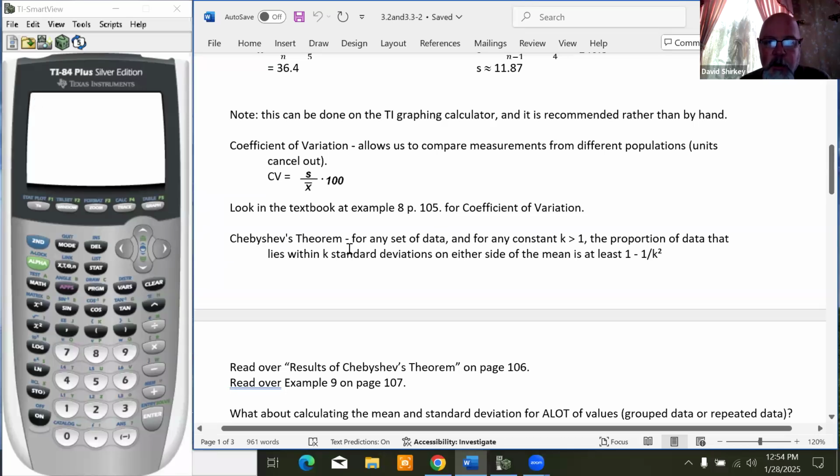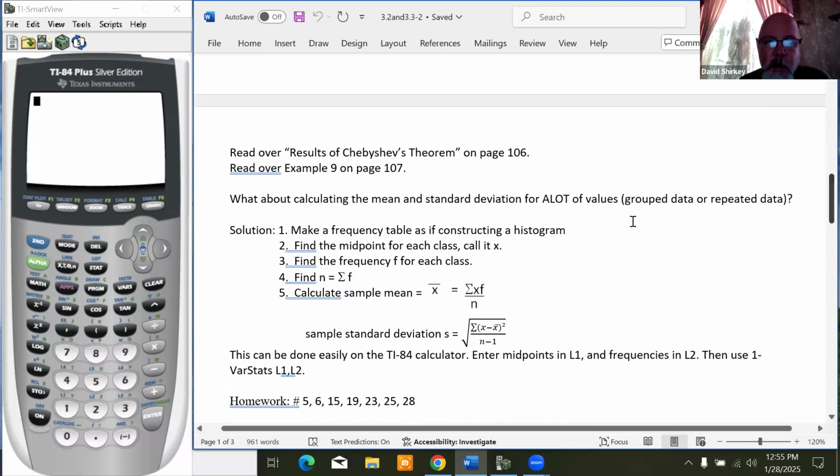Chebyshev's theorem is the next thing we're going to look at. For any set of data and for any constant k greater than 1, the proportion of data that lies within k standard deviations on either side of the mean is at least 1 minus 1 over k squared.